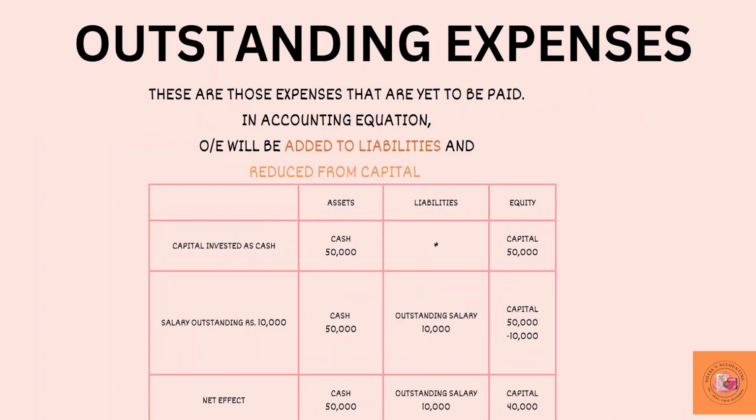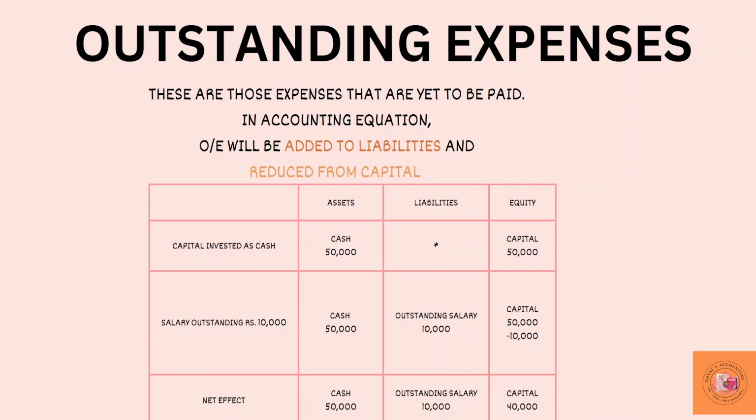Now, the next kind of adjustment is outstanding expense. Outstanding expenses are those expenses that are yet to be paid. For instance, the electricity bill. We have not paid. The business has delayed making payments for its electricity bill for the last 2 months. That amount is called an outstanding expense. In the accounting equation, it will be added to liabilities and reduced from capital. Outstanding expense is a liability because we are still yet to pay.